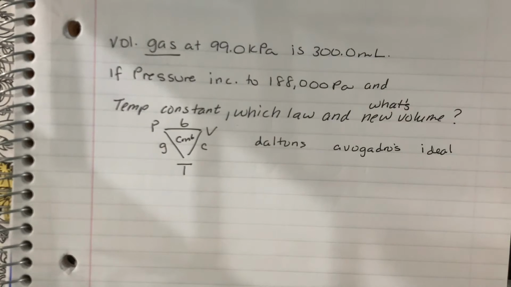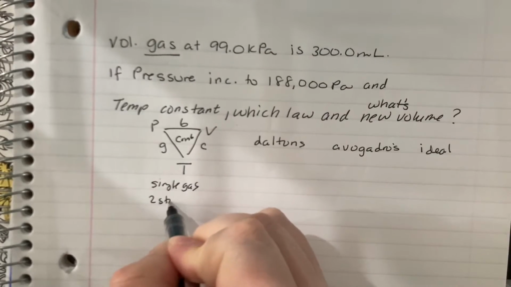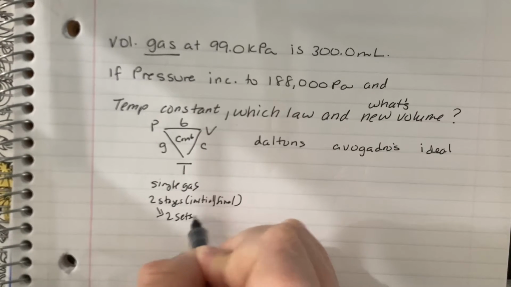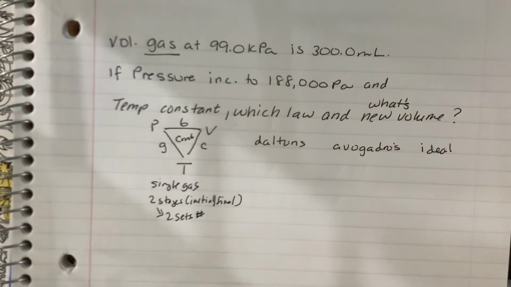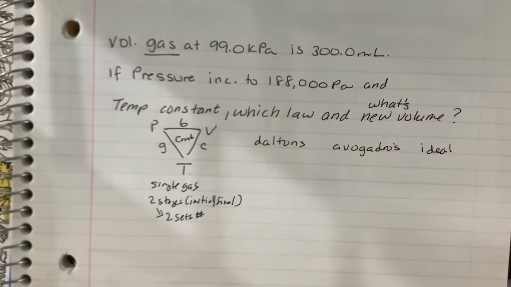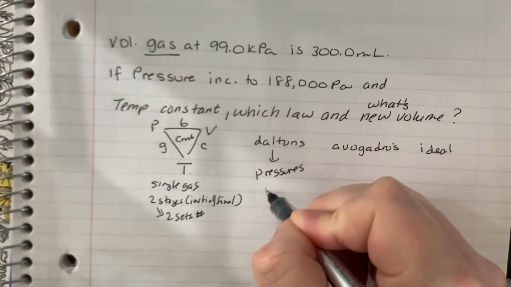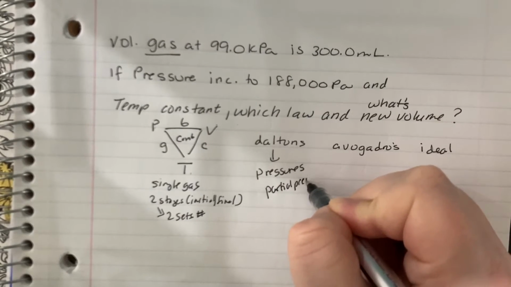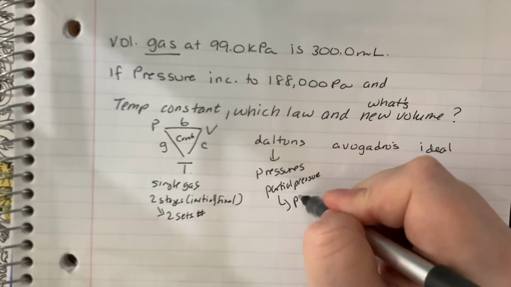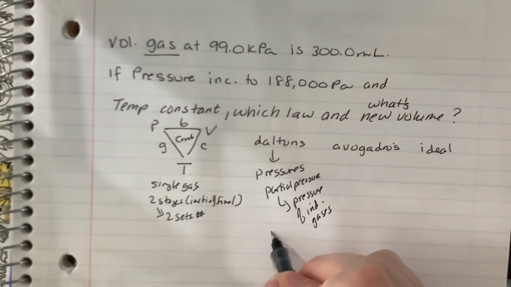So when we look at this, what do we need to know? If it's on the gas law triangle, it is a single gas that has two stages, an initial and a final. So you would see two sets of numbers. Two pressures or two temperatures or two volumes. And then it would ask you to find the second pressure, volume, or temperature. If it's Dalton's, you're going to see pressures and partial pressures. It might ask you to find the partial pressures, or it might give you the partial pressures. The partial pressures are the pressures of individual gases. And you would see with Dalton's multiple gases.